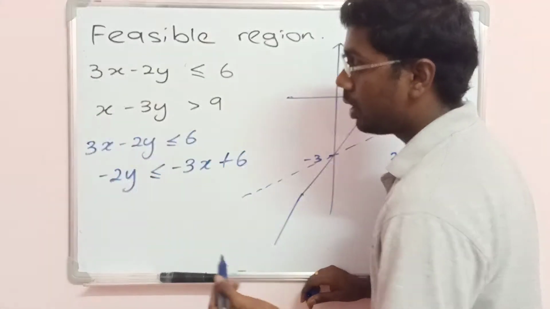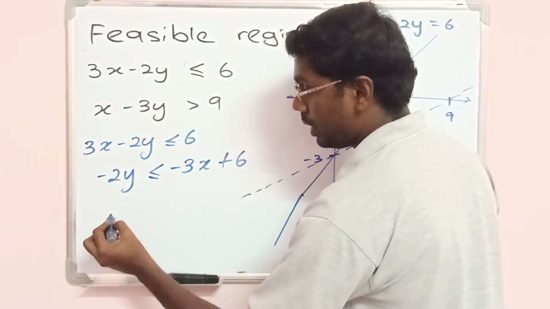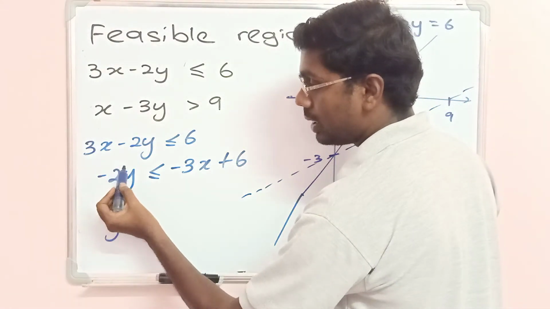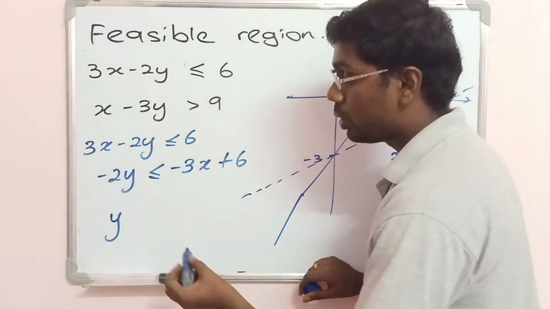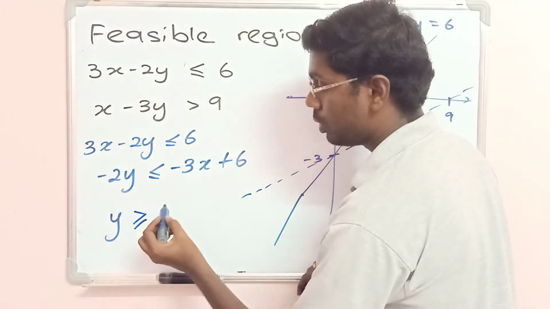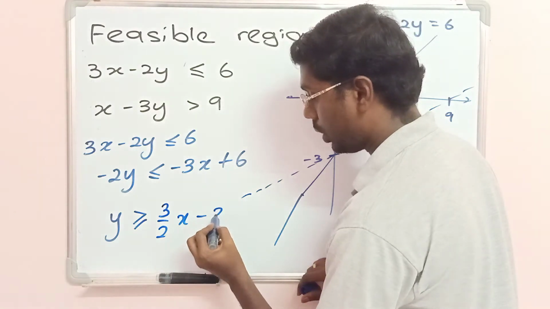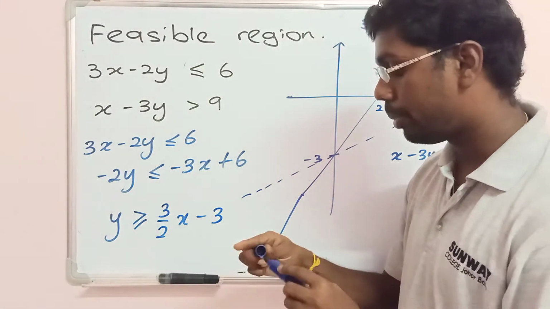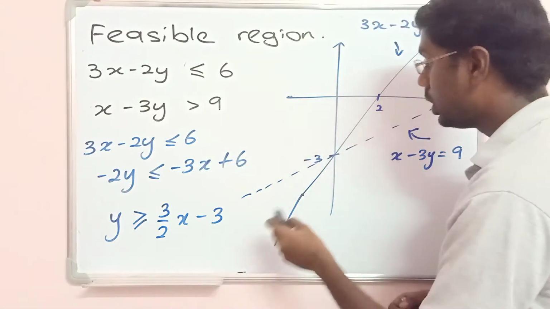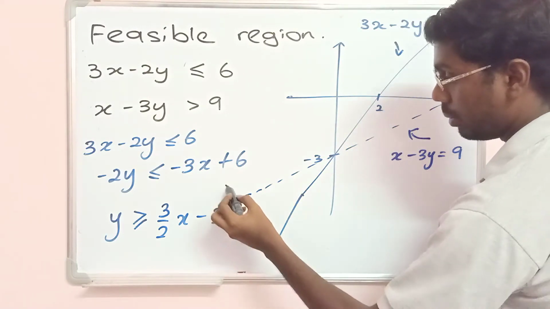Okay, and whenever you multiply or divide with a negative number, for example here the negative on y, you bring this negative to the right hand side, so you're dividing with a negative number, so you change the symbol. So it's going to be y greater than or equal to 3 over 2x minus 3. Greater than means it's going to be above the line. So this is the equation for this, and it's going to be above the line.